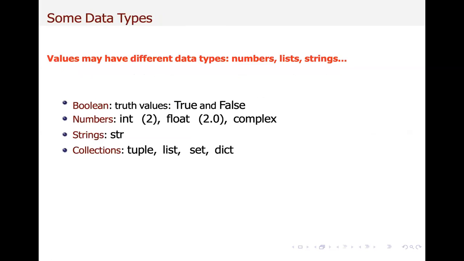Now, what are the different data types? You can have numbers. There are 3 different numbers actually, but we're just going to see the first 2.